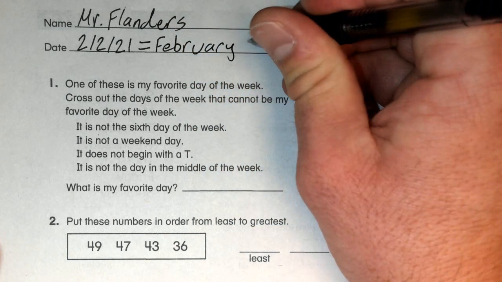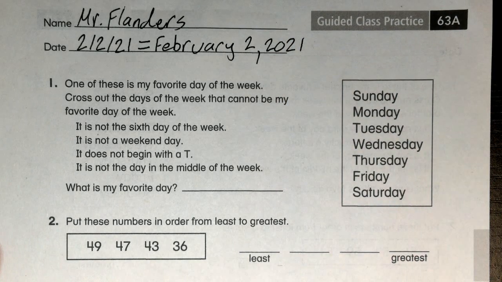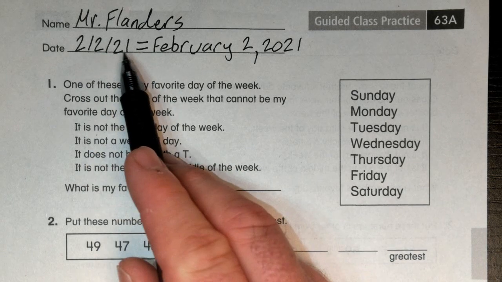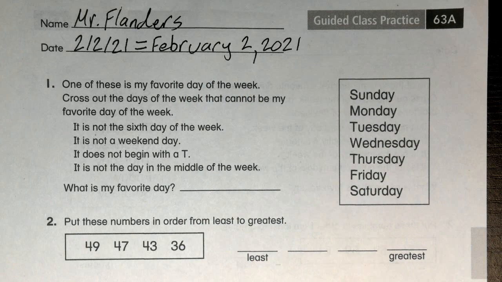February 2nd, 2021. All right. Very good stuff, my friends. Remember, I want you writing out just the date using digits. You do not have to write everything out the long way.